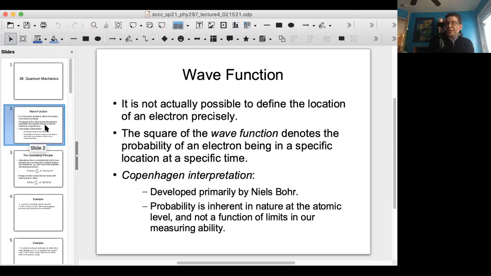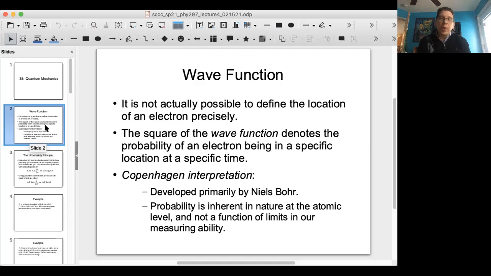We start by going back to the de Broglie wavelength. We start by developing a wave function, much like the waves in motion that you saw in physics 3, where a wave is a function of space and time, and it's typically some sort of sinusoidal variation. The square of the wave function enables you to determine the probability of an electron being in a specific location at a specific time. So the wave is actually related to the probability of an electron being at a location.